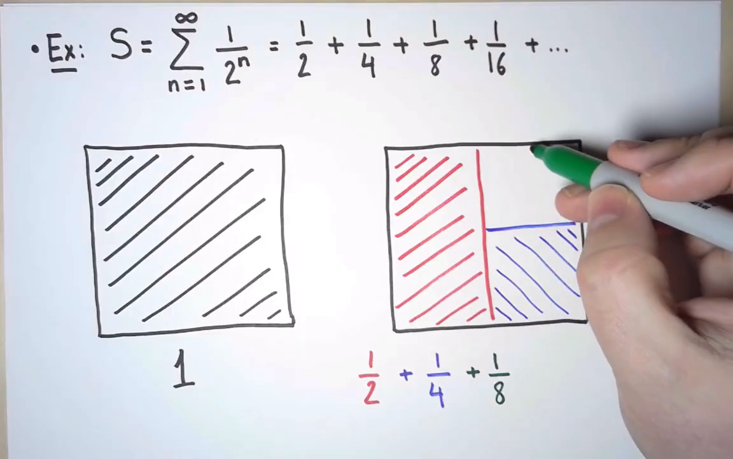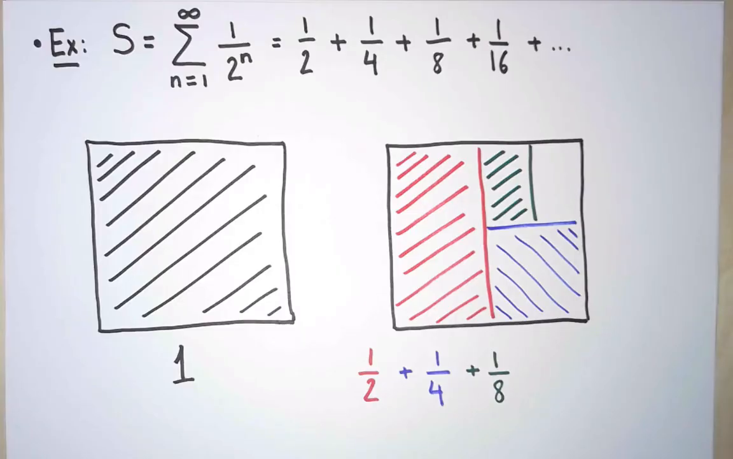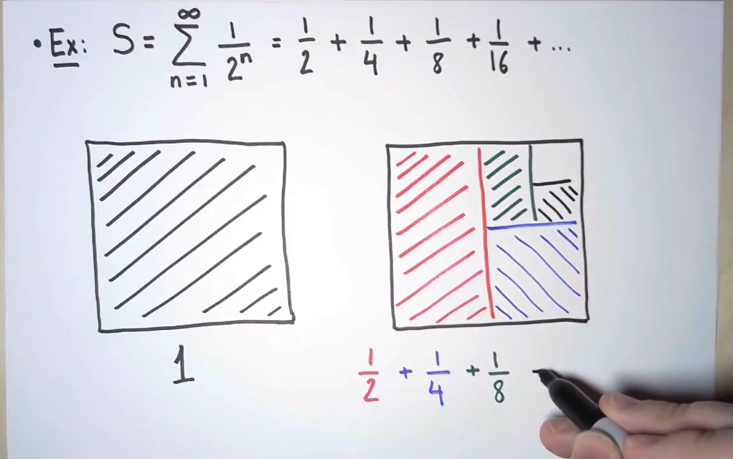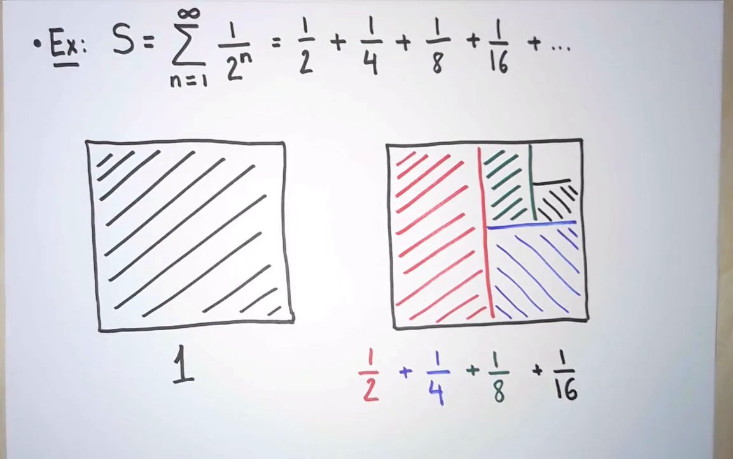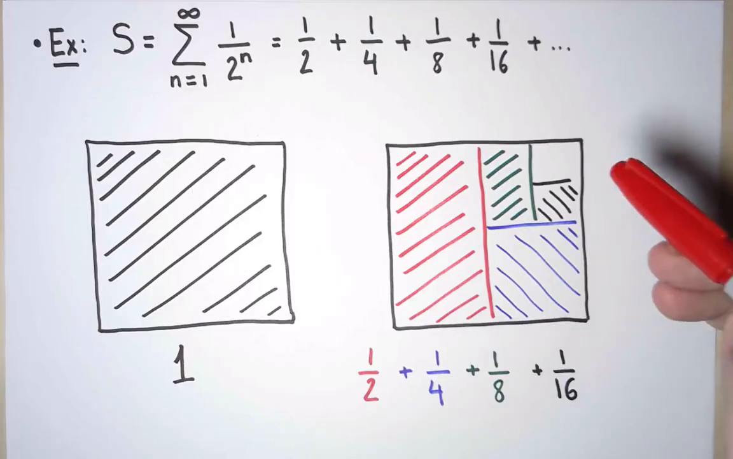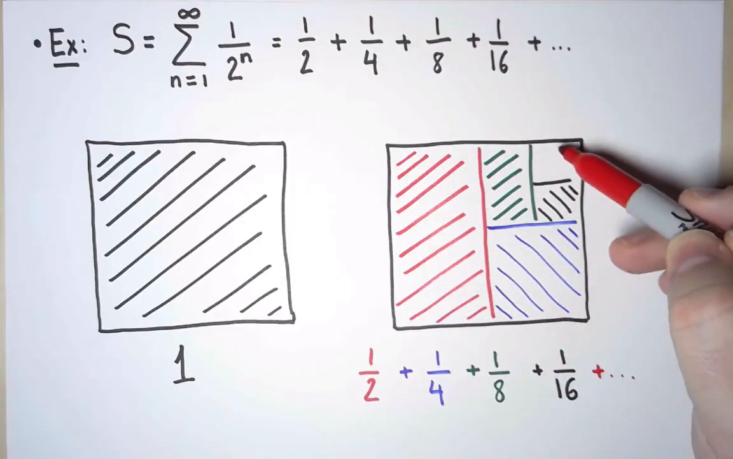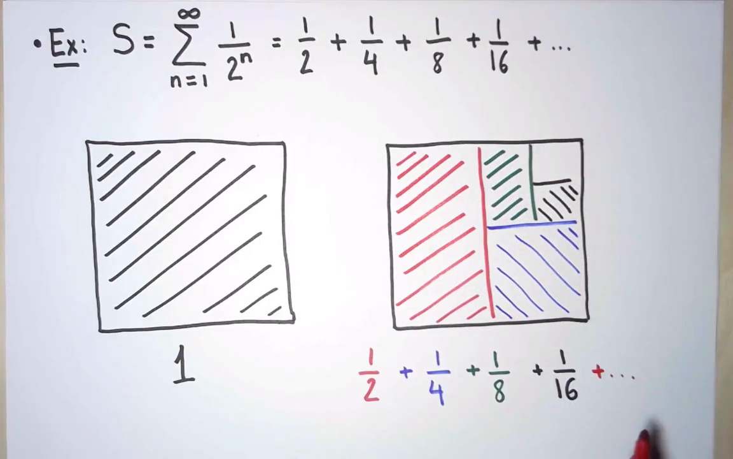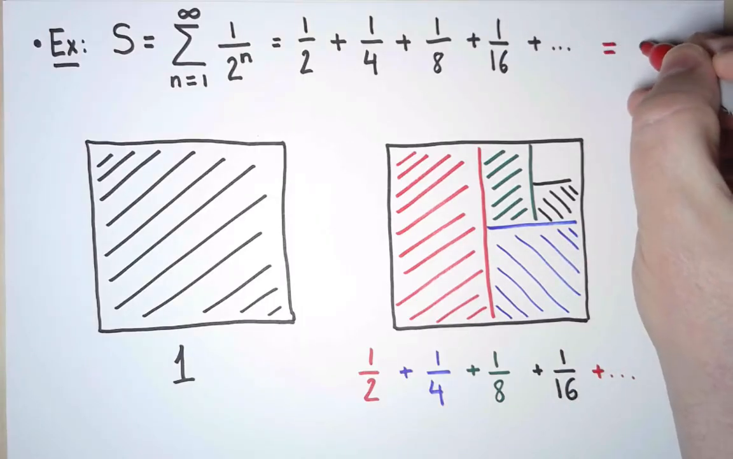1/8 could be half of what is left, so it could be this piece. And then I have to add 1/16 of the square. And I'll keep going. If I continue doing that, one thing I notice is that no matter where I stop, I will always stay within this square. It's just the part that I have left will be smaller and smaller. And in a way, if I continue adding on forever, I will end up filling the full square, so perhaps the value of this sum should be 1.